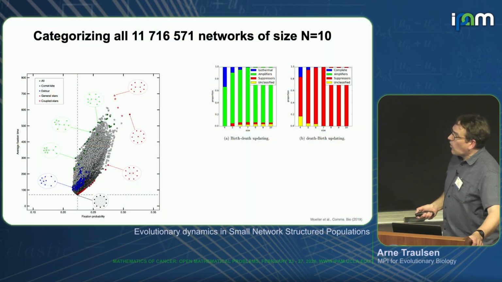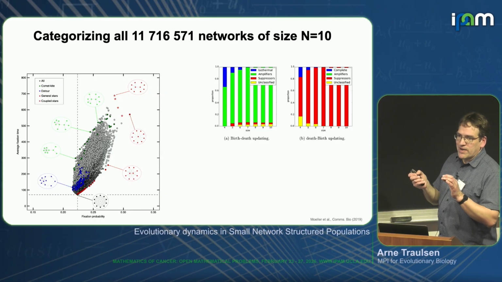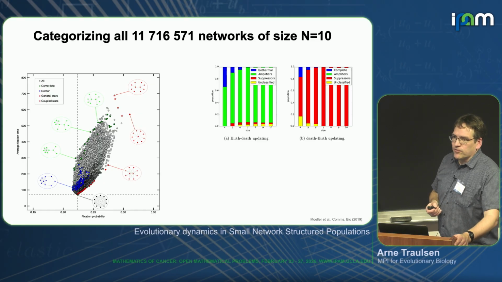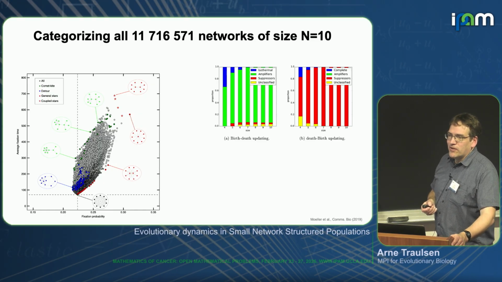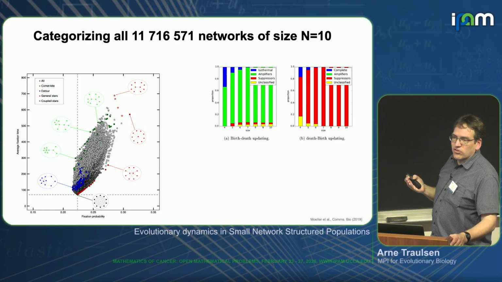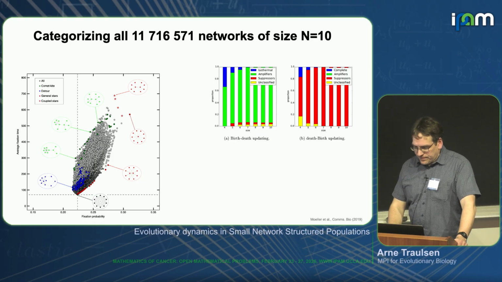So if you want to categorize all networks of size 10, you find something similar. So initially we worked with random graphs, and at some point we had enough, not computation power, that was always the same, but we had enough mental power to program something that could actually do this. And that was done by Marius Möller, who was a master student, and he constructed all of them and looked at this classification, and essentially found the same. Birth-death, everything is green, everything is an amplifier. Death-birth, everything is red and a suppressor.